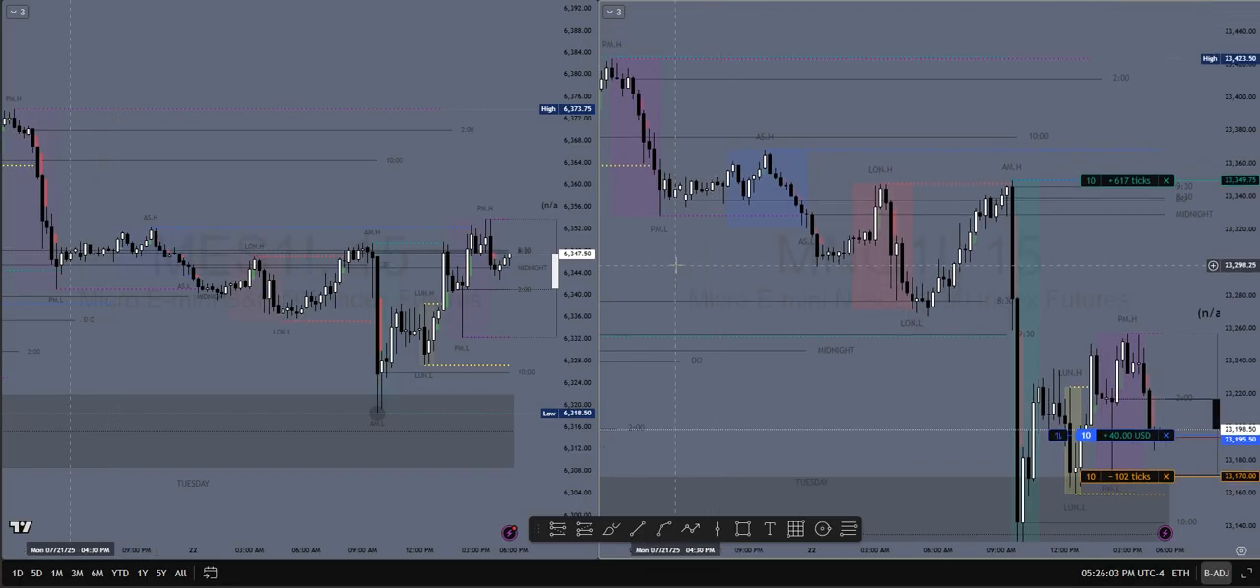We have Asia that opens at 6 p.m., but we have low volume. Our higher volume actually kicks in at 8 p.m. Asia lasts from 8 p.m. to 10 p.m.